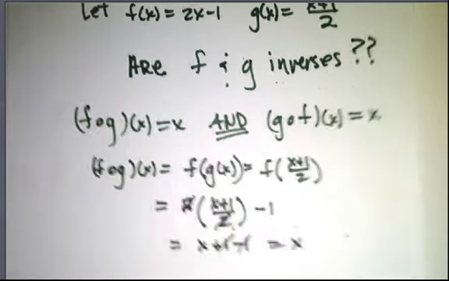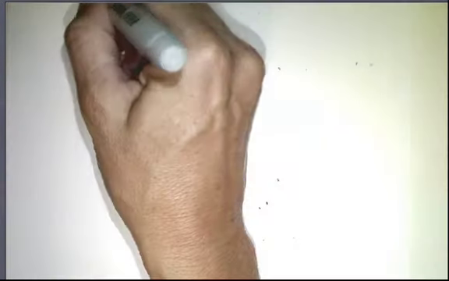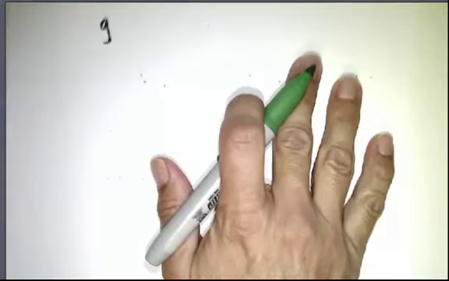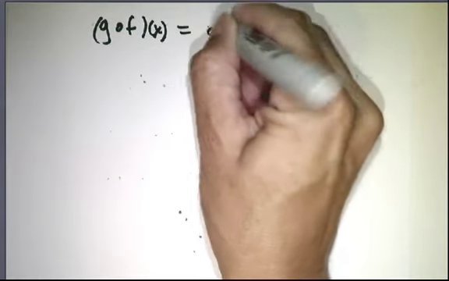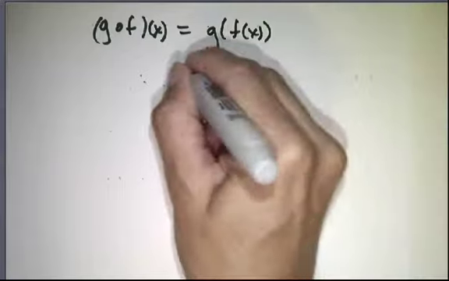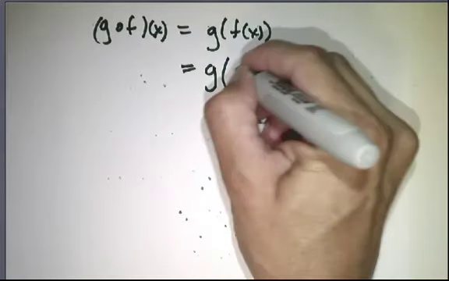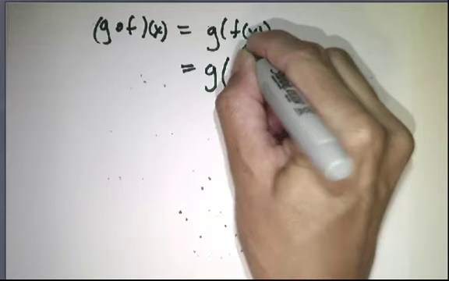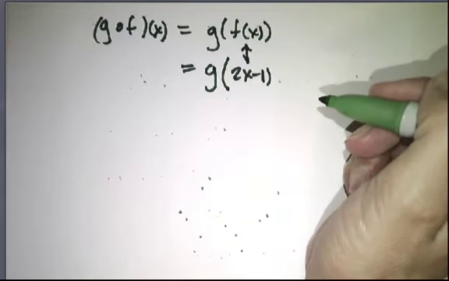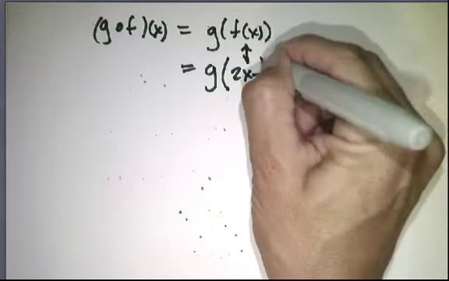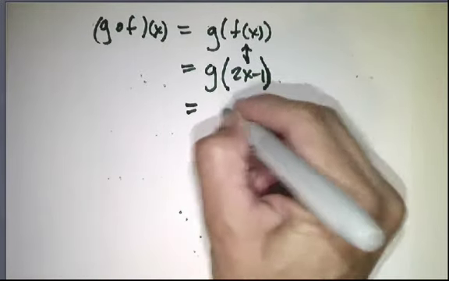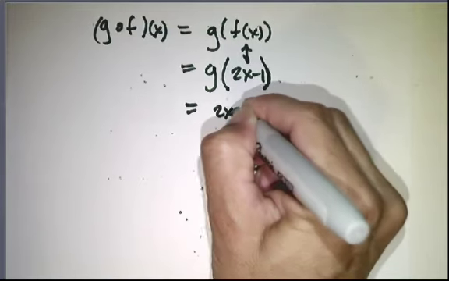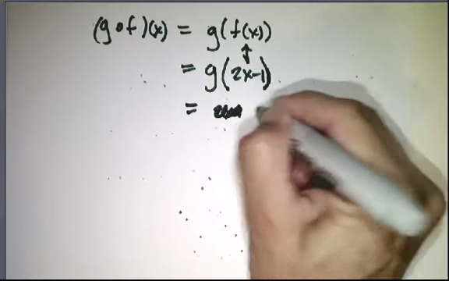So let's go the other direction. Let's look at g composed with f of x. So this is equal to g of f of x, which is equal to g of 2x minus 1. I just replace my f of x with 2x minus 1. And now I apply g's rule to this 2x minus 1. So it's 2x minus 1, which you can't see, so let's try that again.